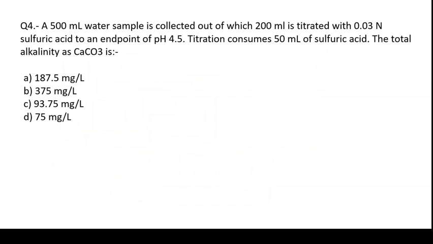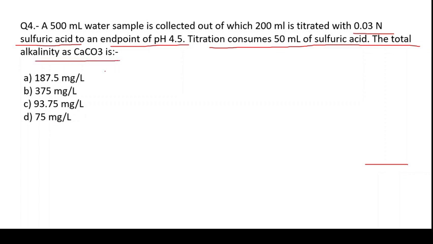Moving forward, question number 4: a 500 ml water sample is collected, out of which 200 ml is titrated with 0.03 normal sulfuric acid. It is a strong acid. We have solved the problem of strong acid only, to the end point of 4.5. This is the equivalence point. The titration consumes 50 ml of sulfuric acid. The total alkalinity as CaCO3 is, okay, these are the options. Please try to find out the answer to this question.